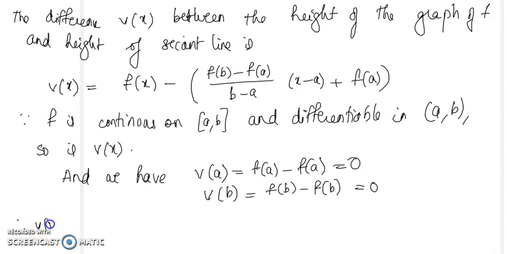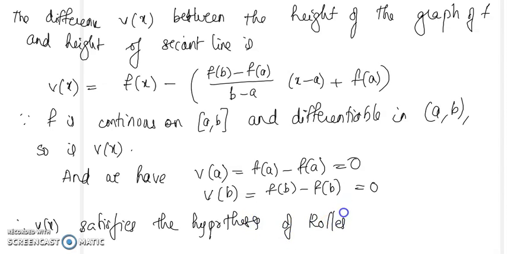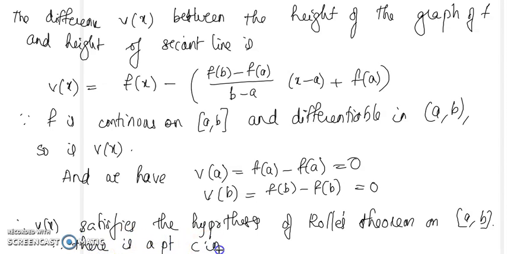So therefore v of x satisfies the hypothesis of Rolle's theorem on closed interval a, b. So therefore by Rolle's theorem there is a point c in open interval a, b such that v dash of c is equal to 0.